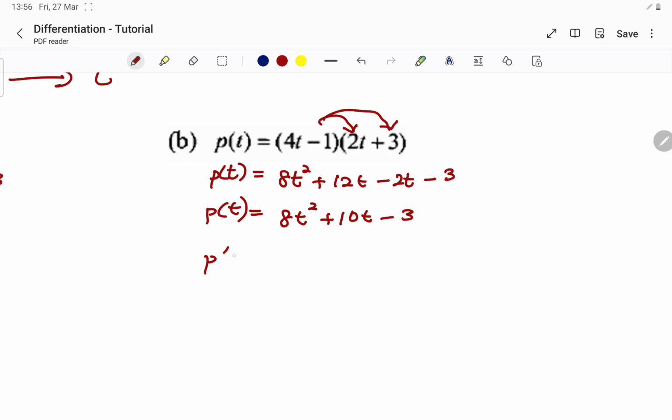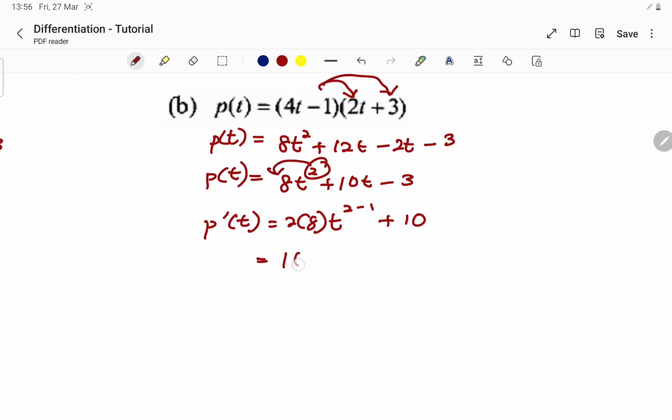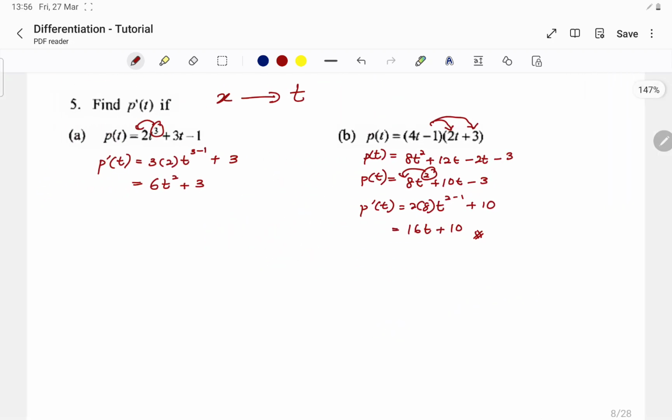Now you have to find p prime t, which is 2 you bring in front, 2 multiplied by 8t, squared minus 1 the power. And then 10t becomes 10 when you differentiate. Negative 3 differentiates becomes 0. Then here you're going to get 16t plus 10. So this is your answer for question 5.